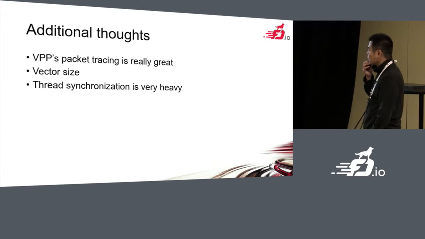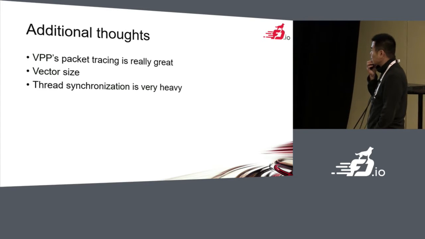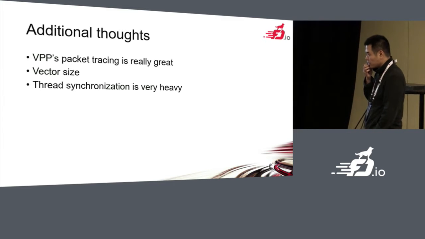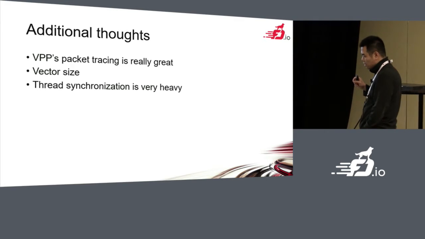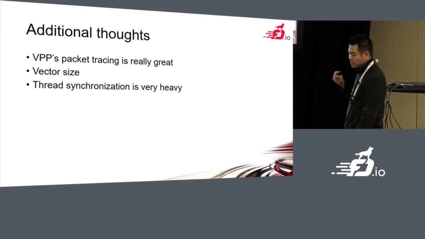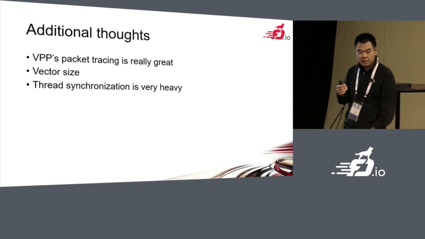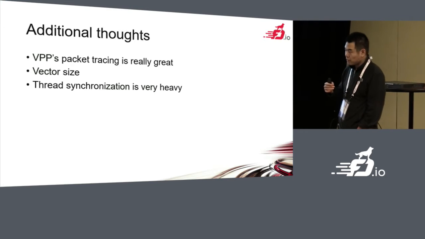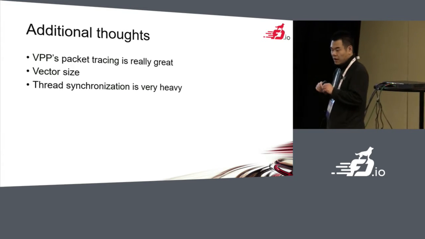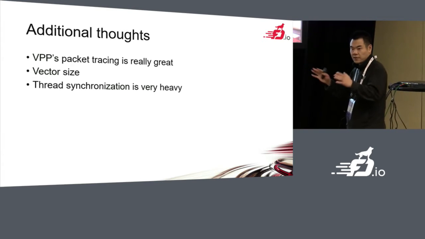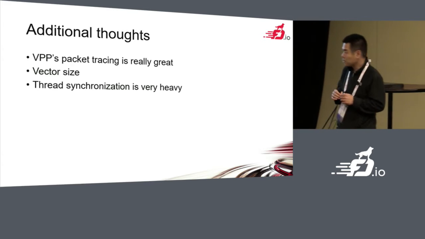One more thing is about the thread synchronization. There is a problem when we consider doing adaptive scheduling in VPP. It's a little bit harder than what we implemented in OVS DPDK, since right now there's no RCU mechanism in VPP, and we have to do a hard synchronization among all of the threads. So that's a problem here.